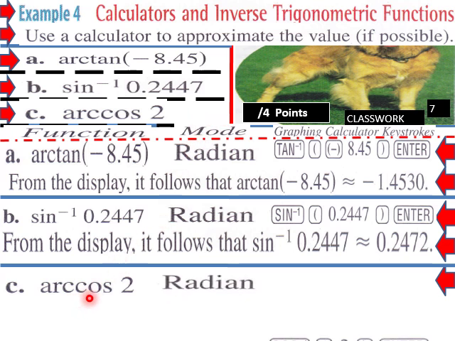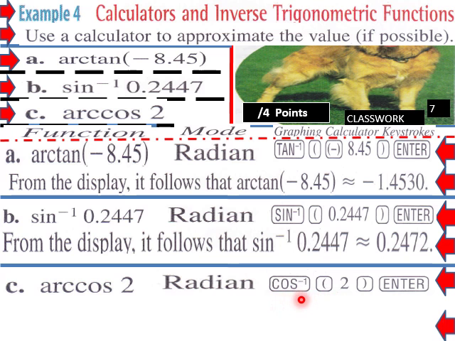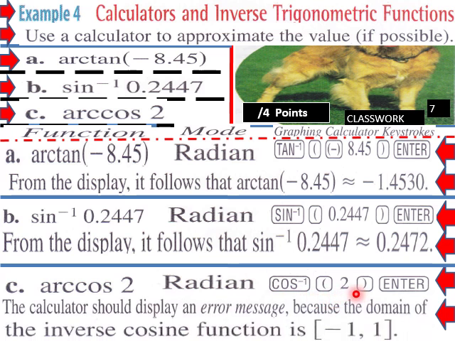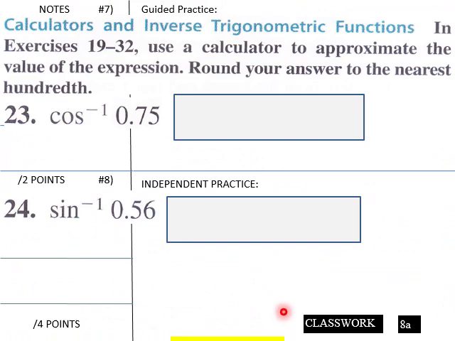And then C, arccosine of 2. So that would be your function. Your entry would be radian, since you're finding radians here. This would be your calculator entry: cosine to the negative 1 of 2, enter. And we get an error message, because the domain of the inverse cosine function is negative 1 to 1. So 2 is outside the domain here, and you'll get an error message for that one.